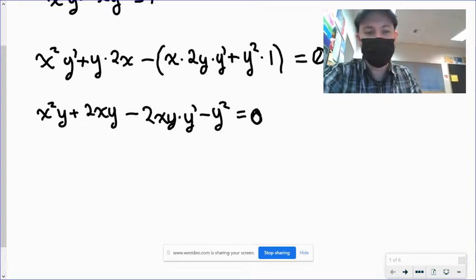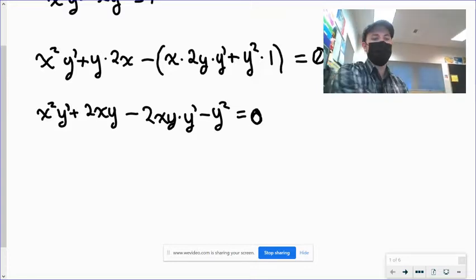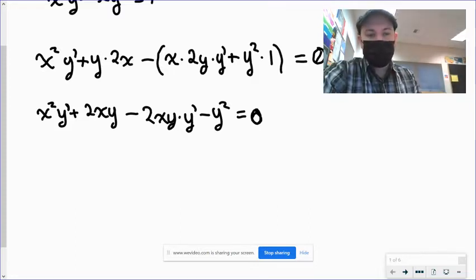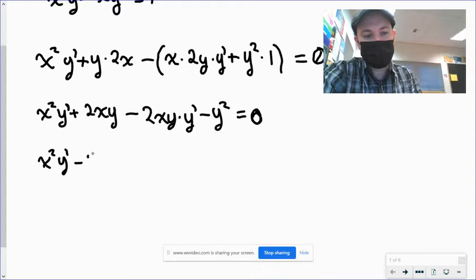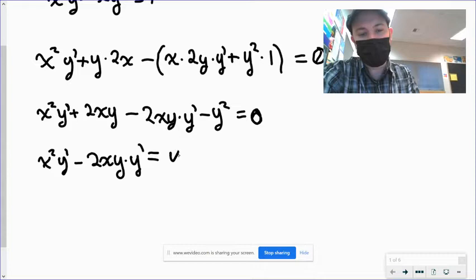Next, I'll move all the terms that do not have y prime to the other side. Wait, I feel like I'm missing a prime. There we go, right there. I don't think my stylus wrote it. All right, so keeping the terms that have the primes, I get x squared y prime minus 2xy times y prime equal to, so here I'm going to subtract the 2xy, and I'm going to add the y squared. So I get y squared minus 2xy.